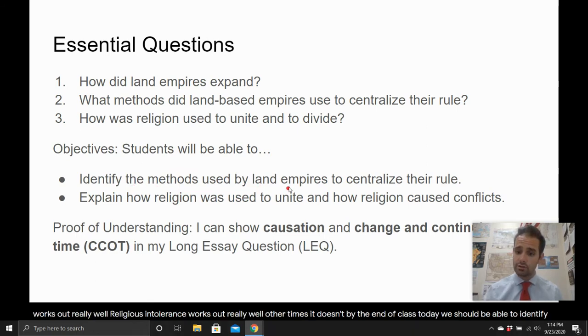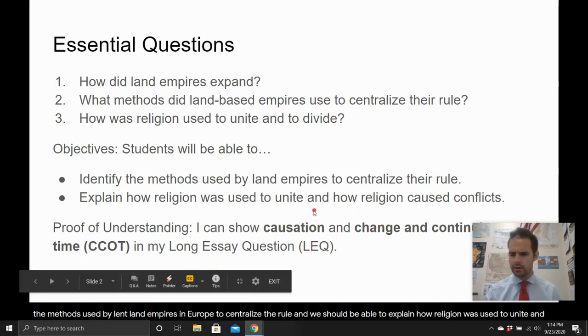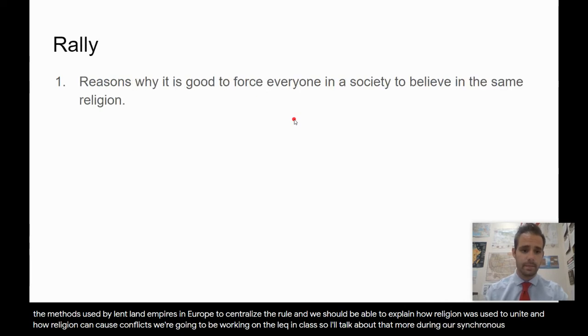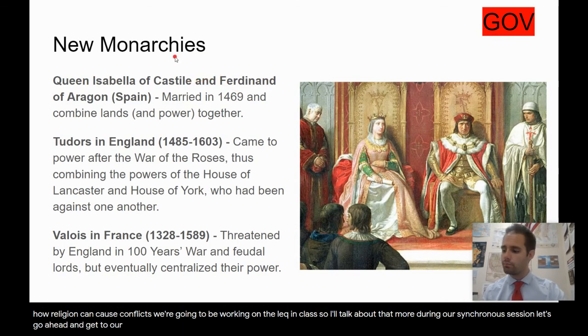By the end of class today, we should be able to identify the methods used by land empires in Europe to centralize their rule. And we should be able to explain how religion was used to unite and how religion can cause conflicts. We're going to be working on the LEQ in class, so I'll talk about that more during our synchronous session. Let's go ahead and get to our new monarchies.